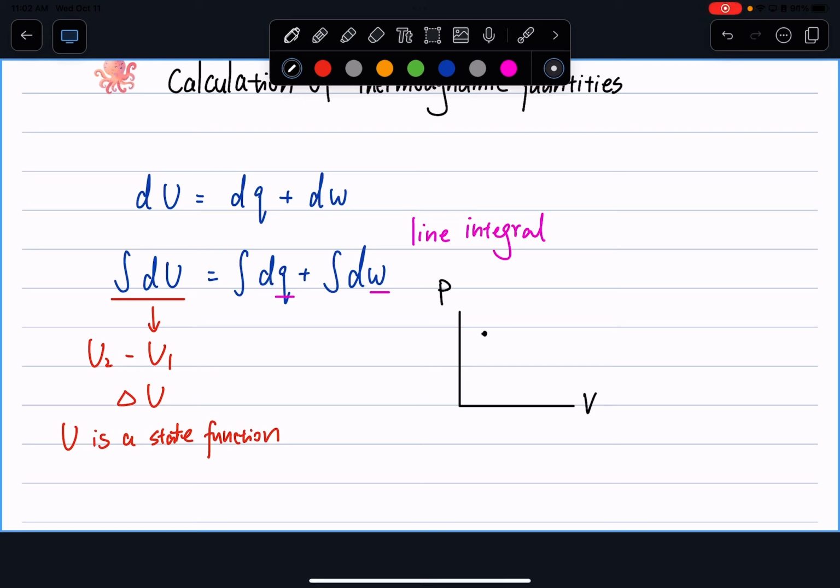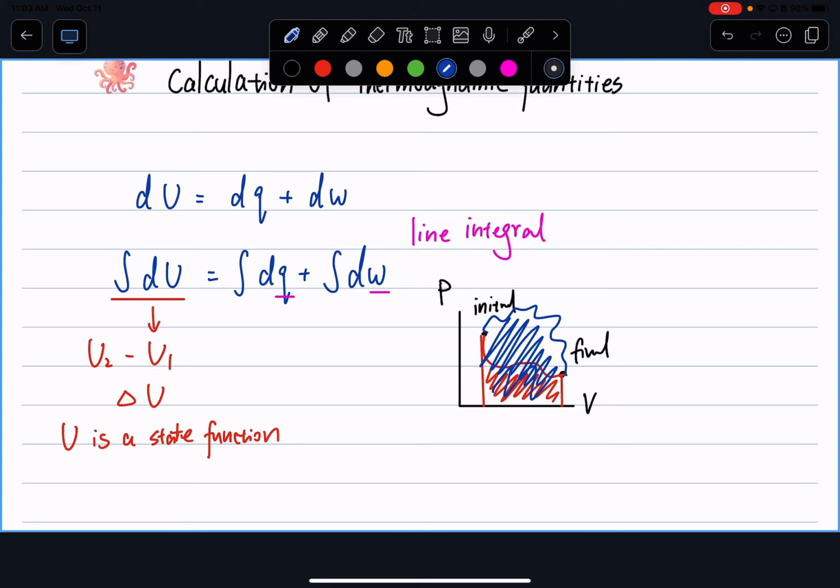From your initial point to your final point, depending on what kind of path you take, like the red path here, its work can be found by taking the area below that red curve. Likewise, if we have a blue path, the work will be the area below that blue curve. So it is a line integral, and how we take that integral depends on what path we're taking.